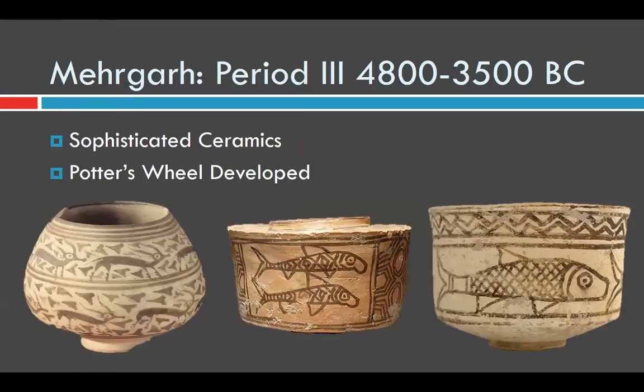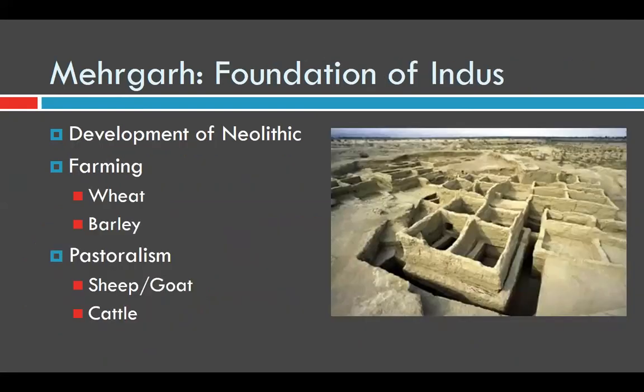In period three, we start to see an increase in the sophistication of ceramics. They're very well made. They're thrown on potter's wheels and traded outward. Stylistic representations here, you can see the painted animals on there that are important, often fish. And the river, you see this sort of occupation with water or focus on water and rivers, obviously very important to them. And it shows up in the styles of their ceramics.